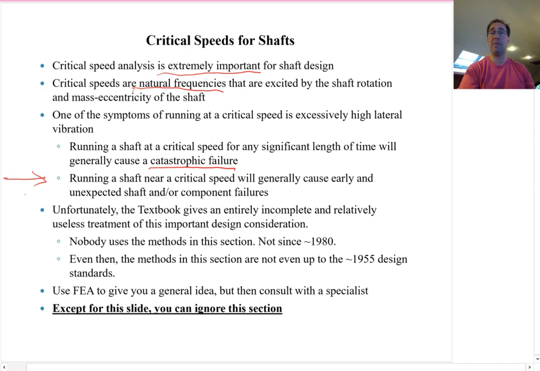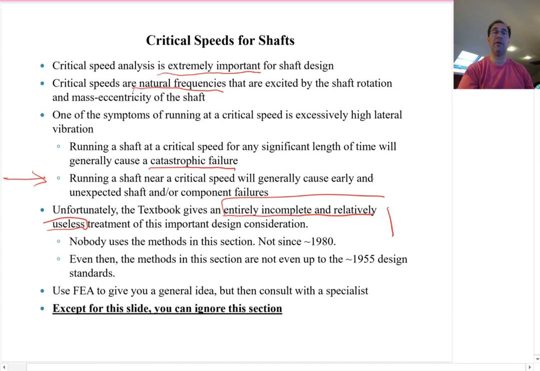You're exciting it with the max eccentricity that's going around at that same matching frequency. And generally that does not lead to good things. It leads to either early fatigue failure or yielding or machine total destruction and annihilation. And as important as this is, unfortunately the textbook gives a completely incomplete and relatively useless treatment of this.